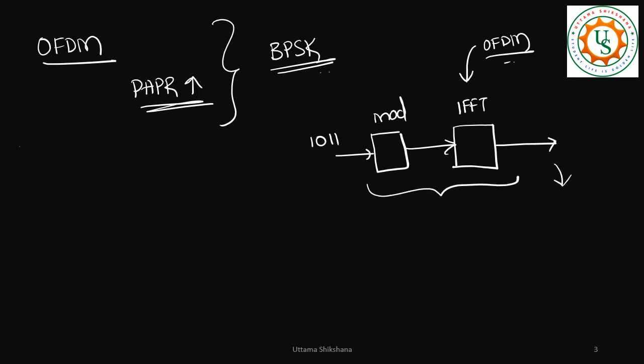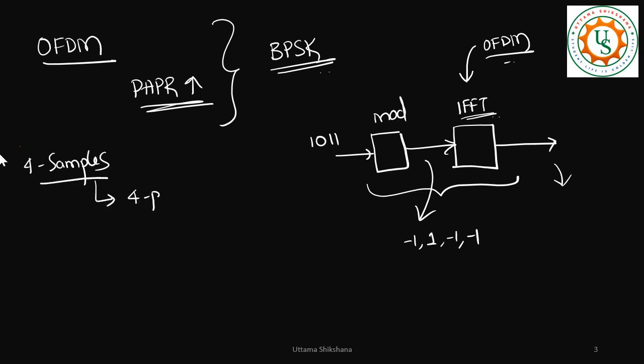At this point, we need to see how my samples look, and for that we need to take this one. At this point, what are my values? My values are minus 1, 1, minus 1, minus 1. Now we need to do the IFFT. Let us take some simplistic value. I have taken 4 samples, so I am going to do a 4-point IFFT.